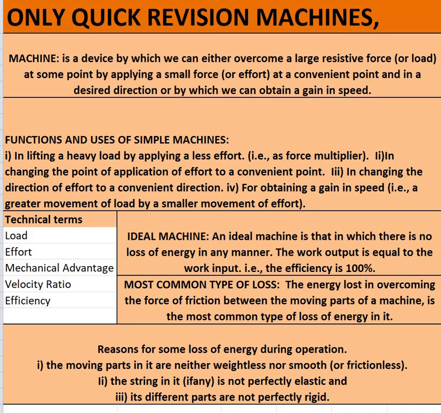So what is work input? Work done on the machine by the effort is called the work input. That is, work input is equal to work done by the effort. What is work output? The work done by the machine on the load is called the work output. That is, work output is equal to work done on the load. What is efficiency? The efficiency of a machine is the ratio of the work output of the machine to the work input by the effort. So the formula for efficiency is work output divided by work input. That will be a ratio, and if you want to convert it into a percentage, you multiply it by 100.